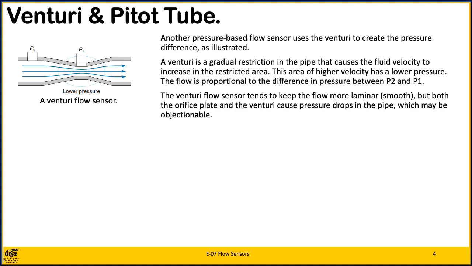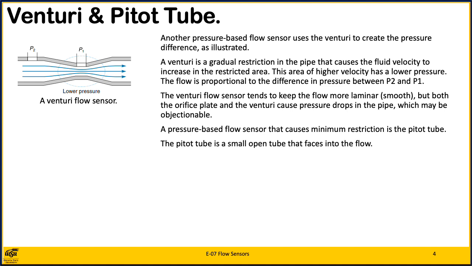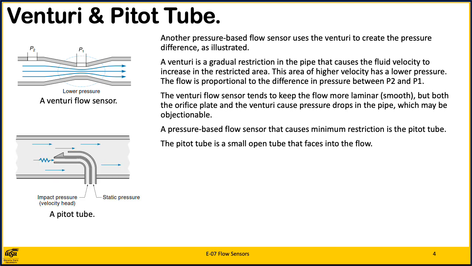The venturi flow sensor tends to keep the flow more laminar or smooth, but both the orifice plate and the venturi cause pressure drops in the pipe, which may be objectionable. A pressure-based flow sensor that causes minimum restriction is the pitot tube. The pitot tube is a small open tube that faces into the flow.